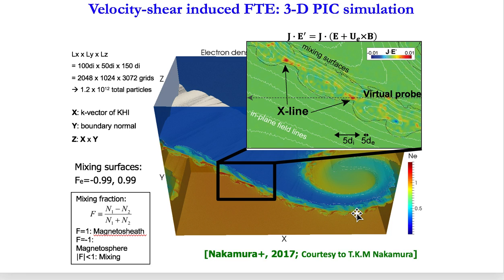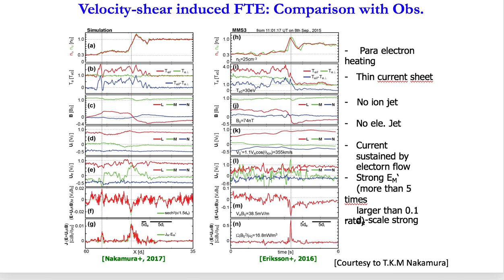along the KH boundary. By flying a virtual spacecraft along this trajectory, they found large guide field reconnection signatures, including parallel electron heating, little or no ion or electron jets but out-of-plane electron jets instead, and strong out-of-plane E_M prime and highly localized J·E prime. And these signatures are consistent with the September 8th, 2015 MMS observations.